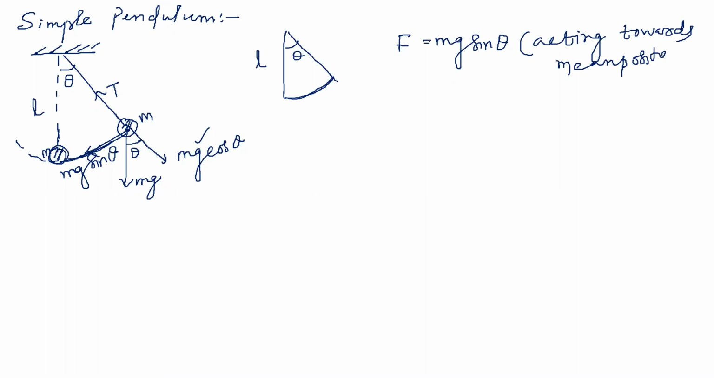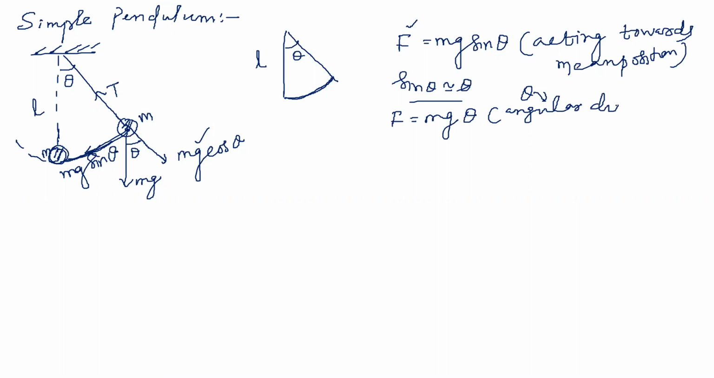Okay. And if the angle is very small, then you know sin theta can be written as theta. So we can write F is equal to how much? Mg theta. And theta is what? Angular displacement. For a very small angle, we can write sin theta equivalent to theta, and that is mg theta. Theta is here the angular displacement.